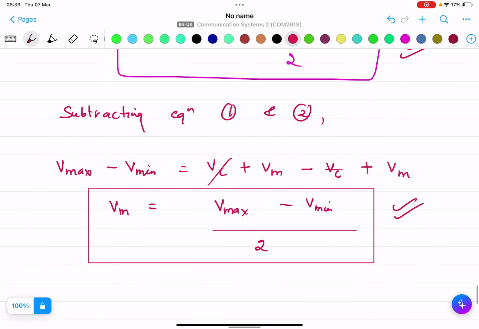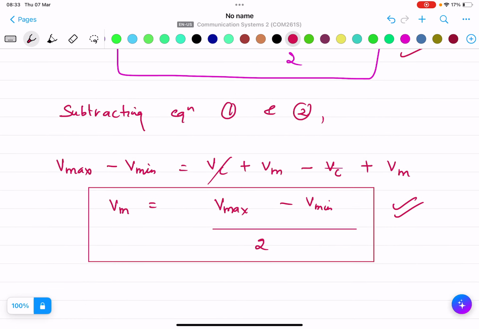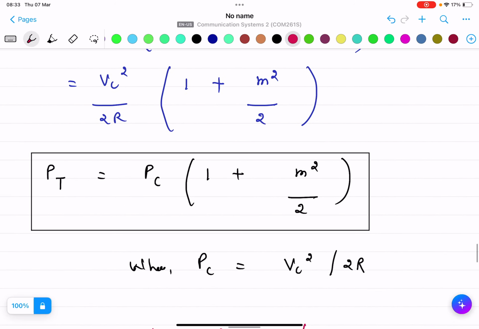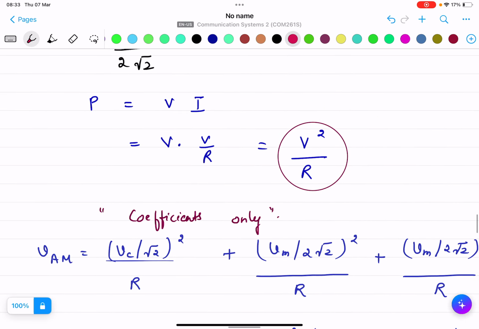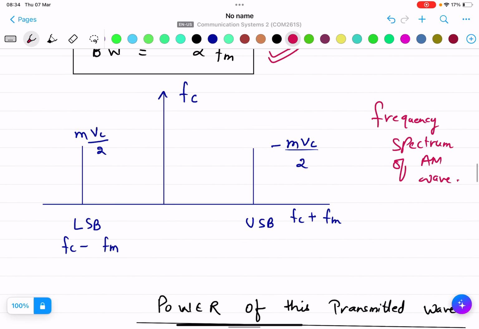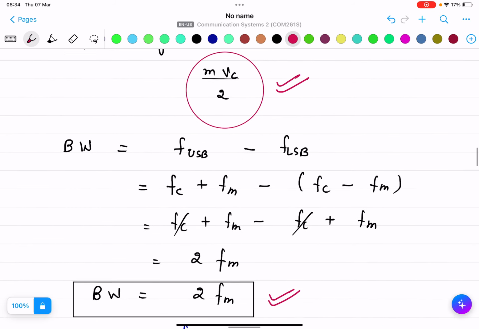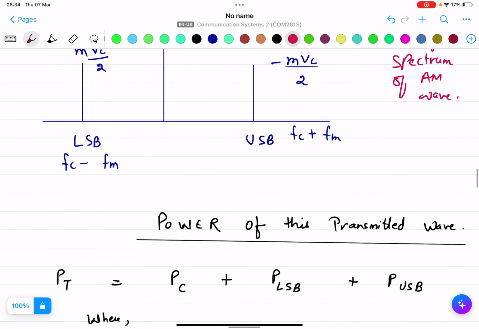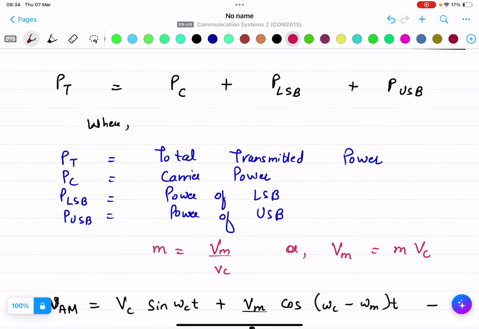So these are some of the formulas you need to remember for the numericals: Vm, Vc, the total power Pt, this formula, and yes, the frequency spectrum, the bandwidth, and the amplitude of LSB and USB. So these are the formulas you need to remember for mathematical analysis of amplitude wave.